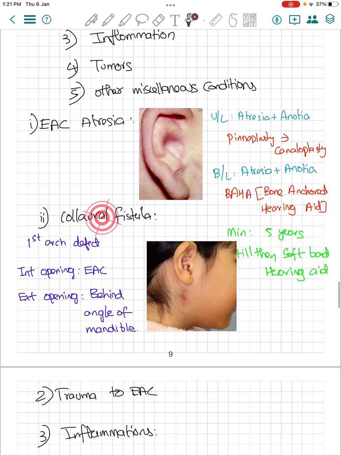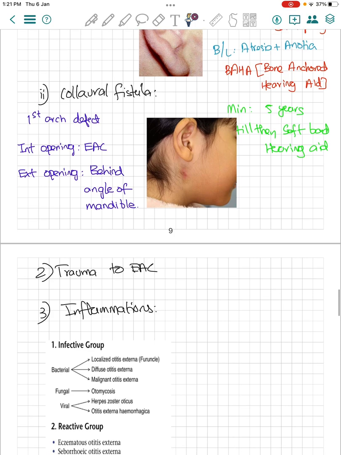Then there may be a first cleft fistula, which is a first arch defect. There will be two openings, one in the internal opening, another in the external opening. You can see the external opening is visible here, and the internal opening is inside the acoustic EAC. First cleft fistula is a special type of condition. There may be other conditions like branchial sinus, branchial fistula, which also contain two openings.